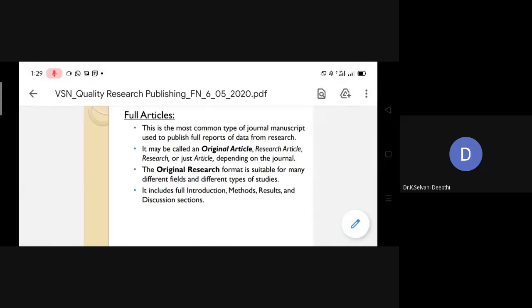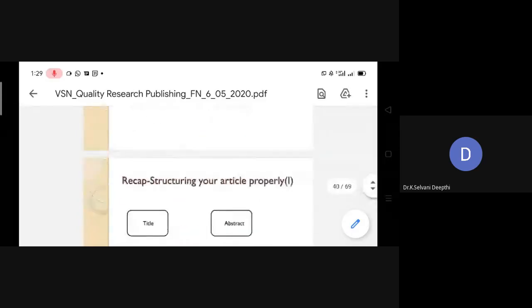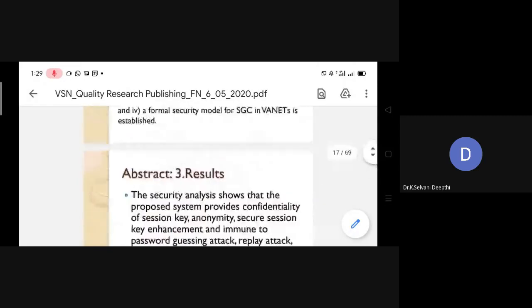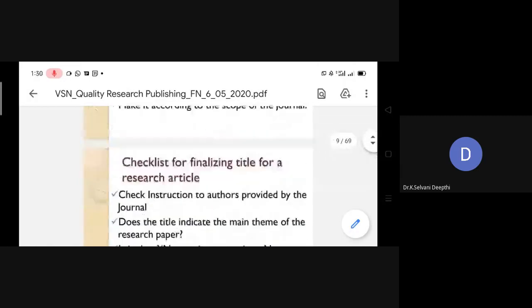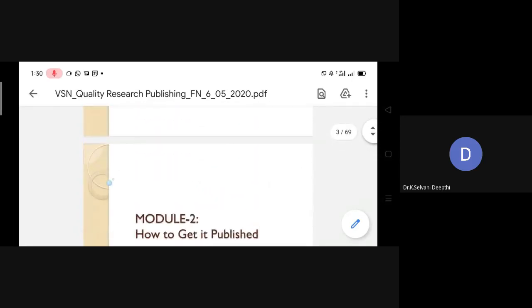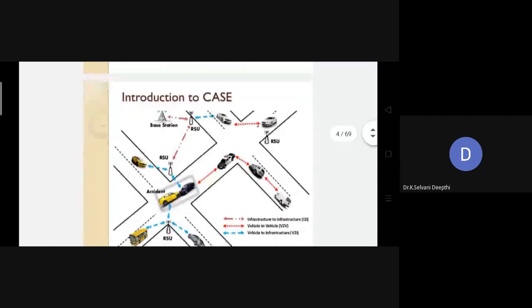Okay, now I am entering into the presentation. So how to design a paper? What are the contents to be there to write a paper? So I'll start my presentation. Here I am taking one case study. Let us take VANETs, because it should be understandable to everyone. VANET means vehicular ad hoc networks.